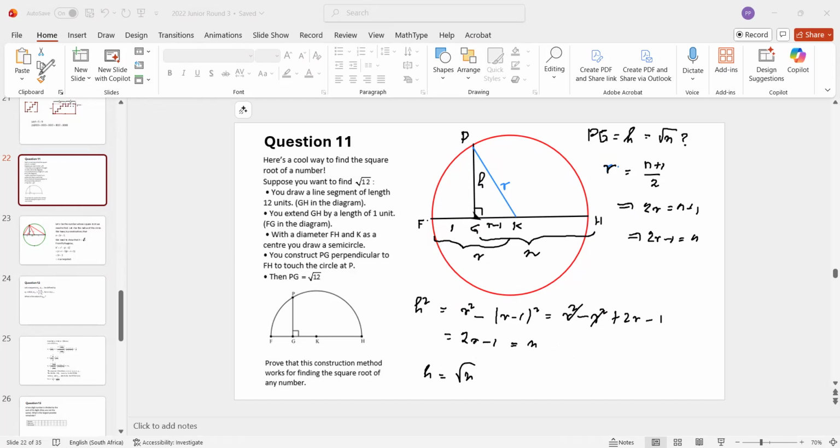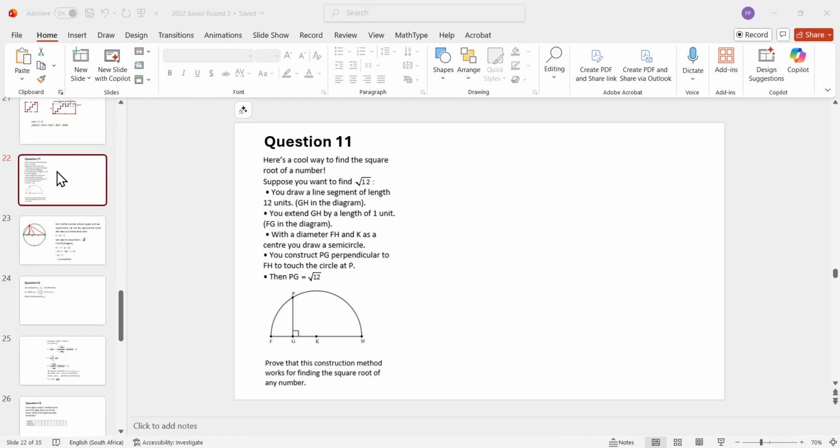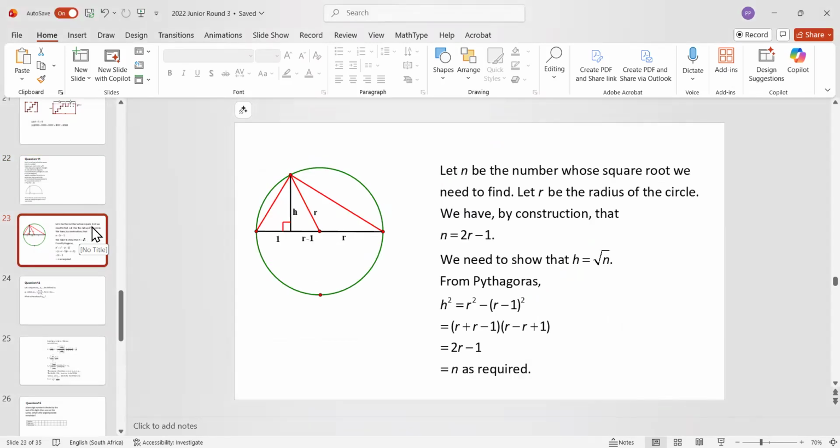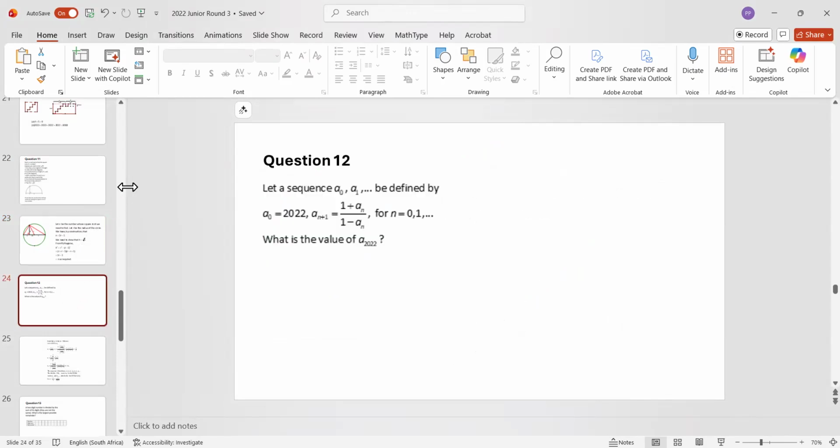Let's move on to, let's just clear out all these drawings first and then get on to the solution. You can see it's exactly the same solution that I've got. Okay. Now we go on to question 12. Question 12 reads the following.